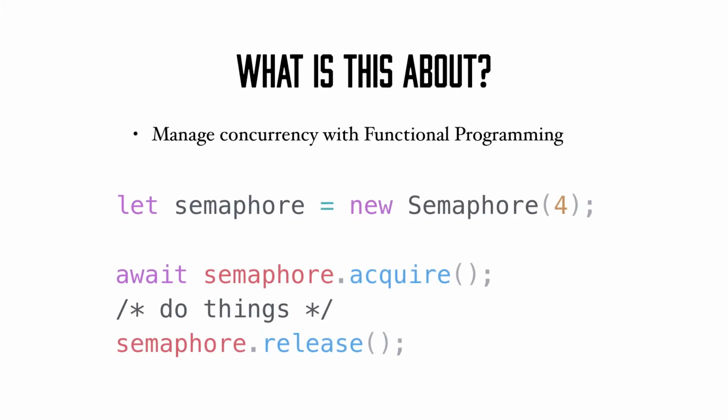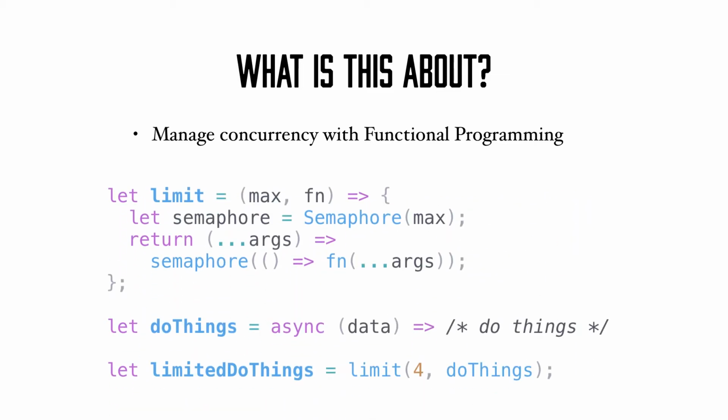Second, we'll cover functional programming patterns for managing concurrency. We could use semaphores to limit concurrent access to a shared resource, like a database or network I/O, but this approach introduces brittle boilerplate. Instead, we can use function composition to decorate an existing function with throttling behavior.